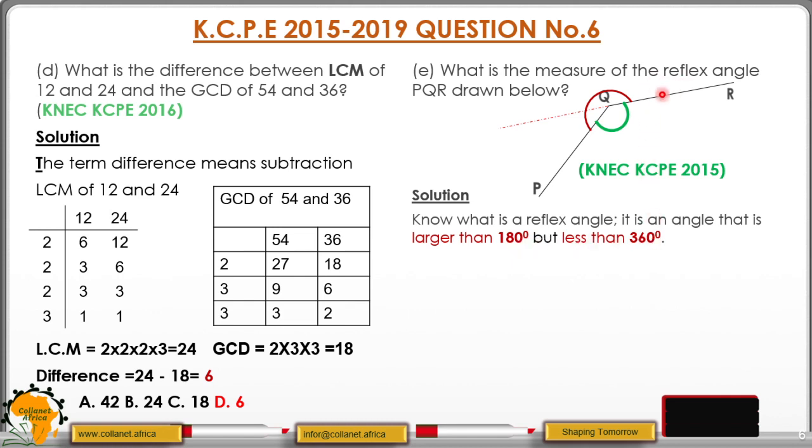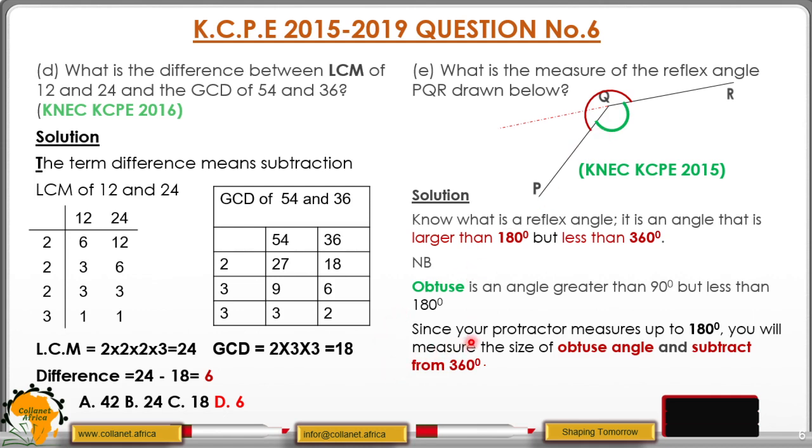So it should be greater than 180. The straight line is 180. So the angle should be greater, but it should be less than 360. The circle makes a degree of 360. NB, obtuse is an angle greater than 90. It is greater than 90, obtuse angle, but less than 180. So these are the obtuse angles.